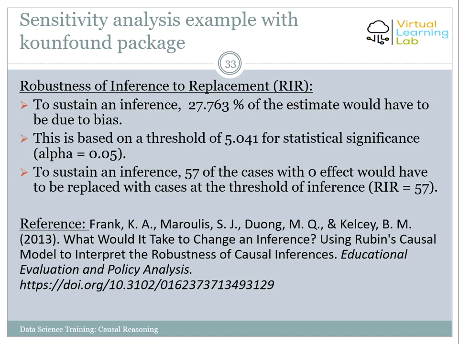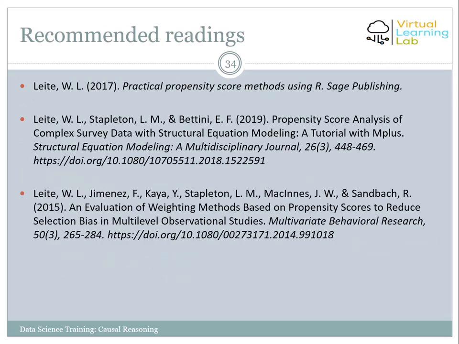So this is the reference for the method. And here there are some additional readings. My book, Practical Propensity Score Methods Using R, has extensive treatment of propensity score weighting, matching, stratification, as well as propensity score methods for multiple treatments and continuous treatments. And I also recommend a paper that shows how to do propensity score methods with latent variables, and a paper that shows how to do propensity score methods with multilevel data.